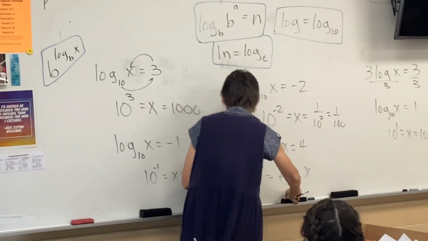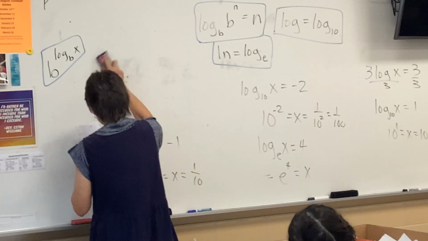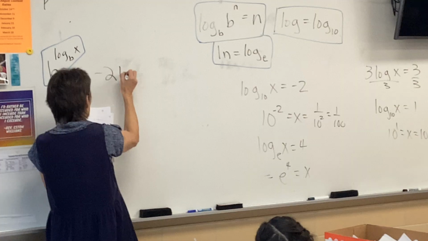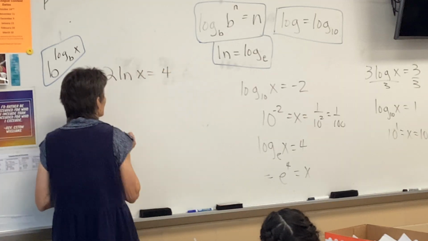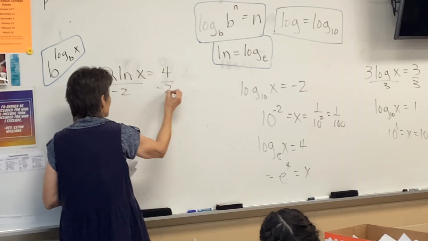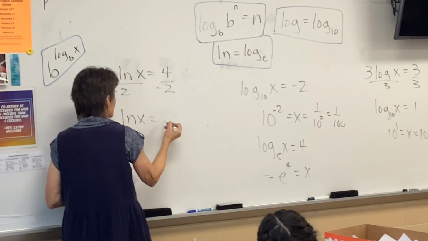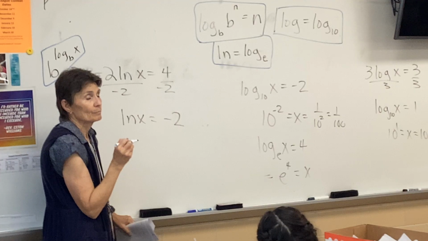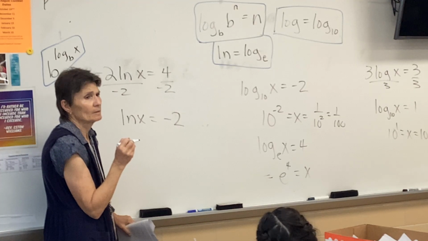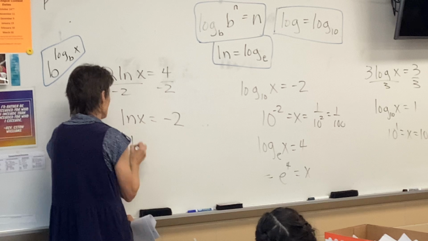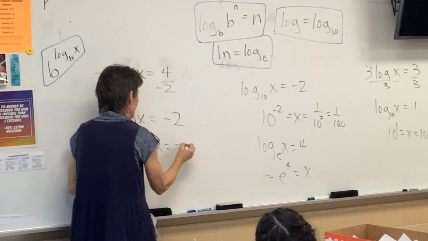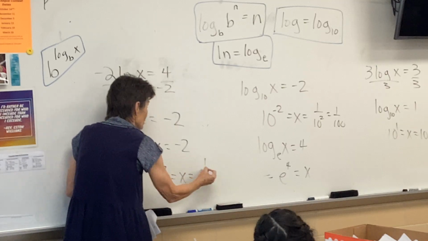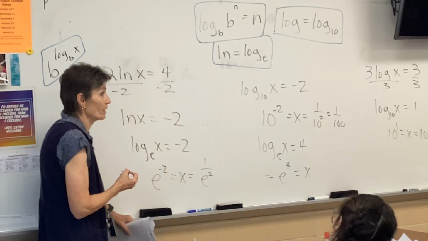Easier said than done. There's a lot of rules. All right, number 2, G. What are you going to do here? Divide by -2. So ln x equals -2. What's ln? Log base e. Yep. So it's e to the -2nd, which is 1 over e squared.